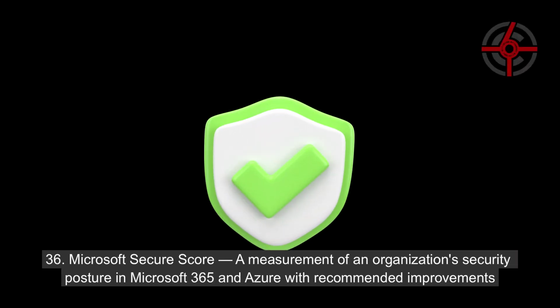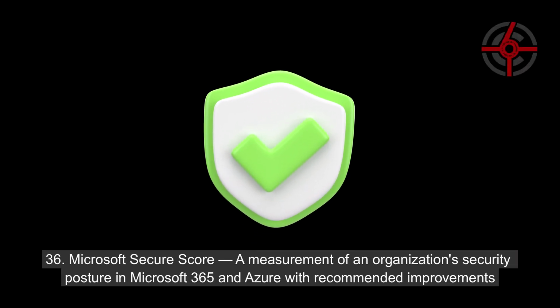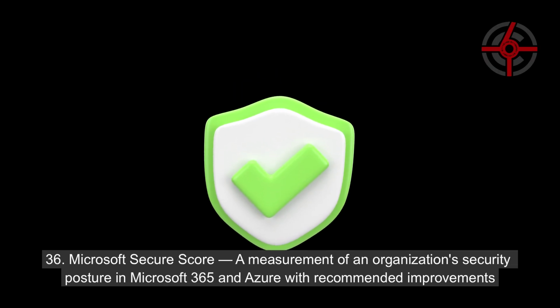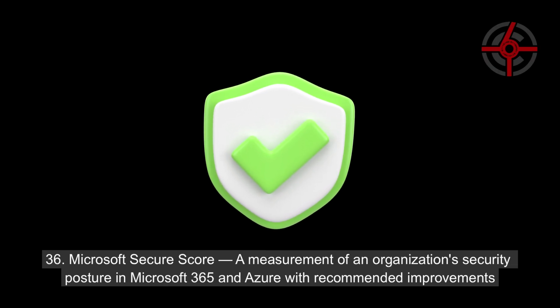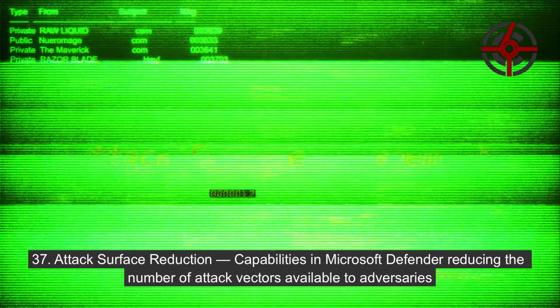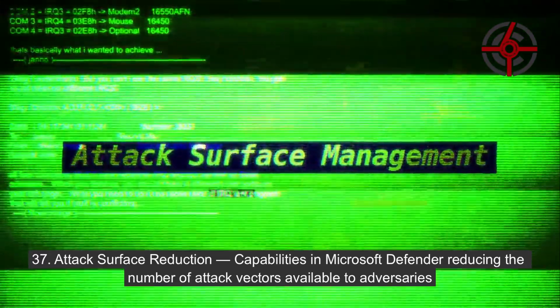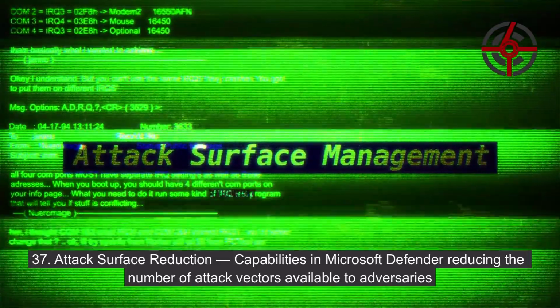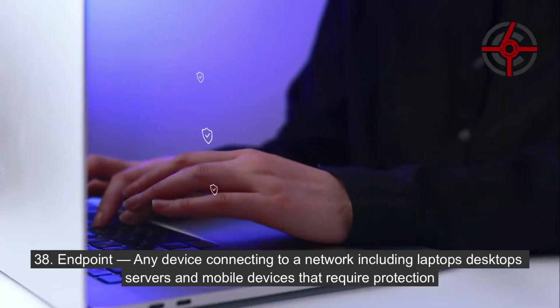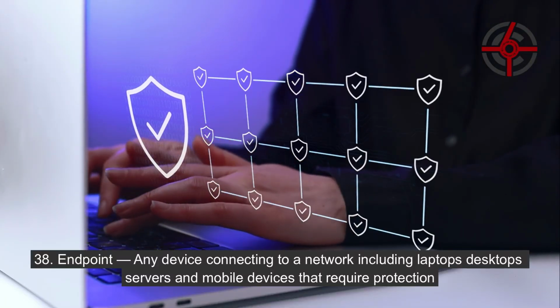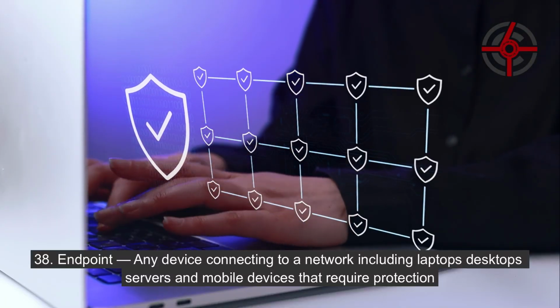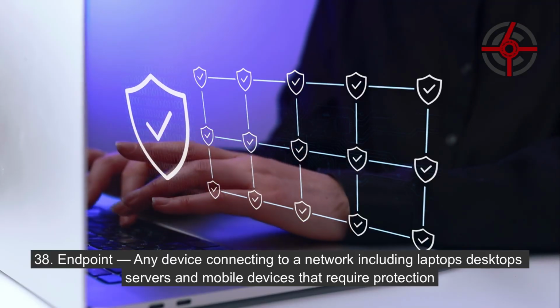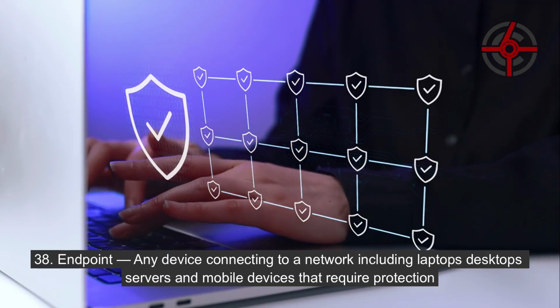36. Microsoft Secure Score, a measurement of an organization's security posture in Microsoft 365 and Azure with recommended improvements. 37. Attack surface reduction, capabilities in Microsoft Defender reducing the number of attack vectors available to adversaries. 38. Endpoint, any device connecting to a network, including laptops, desktops, servers, and mobile devices that require protection.